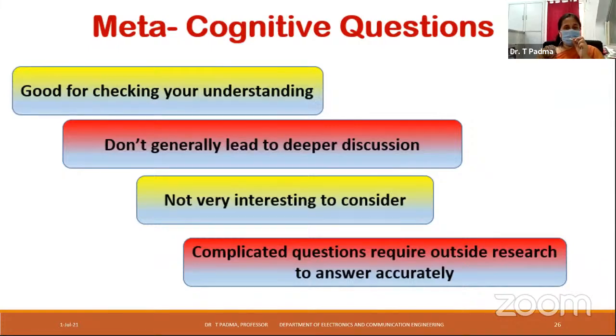So coming to the last question type in the complex category, which is the metacognitive question. This metacognitive question is good for checking understanding. What is the level of understanding? The cognitive skills, how much ability he has to learn, understand and remember. This doesn't generally lead to deeper discussions, and it is not very interesting to consider, because each and every individual will have their own cognitive levels and their own metacognitive strategies to implement and perform their own actions. So there could be a complicated process which requires outside research to answer correctly.